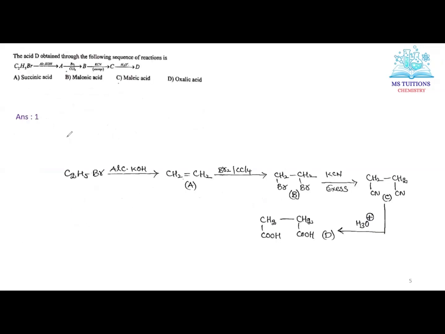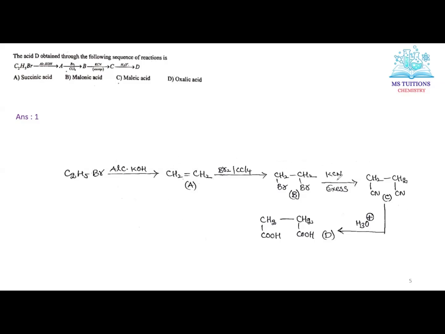The acid D obtained through the following sequence of reactions is as follows. So C2H5Br reacts with alcoholic KOH. Elimination takes place. So from one carbon atom hydrogen, from another carbon atom bromine is going outside. So double bond will form between the two carbons. Now it is reacting with bromine in CCl4 medium. So it is the test for unsaturation. So one pi bond will break here. Two bromines will be attached one on either carbon atom like this.